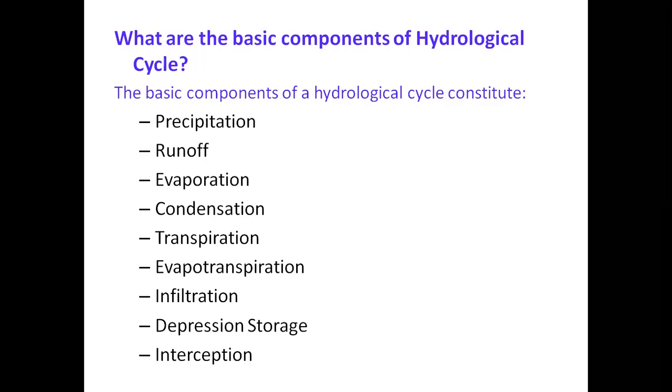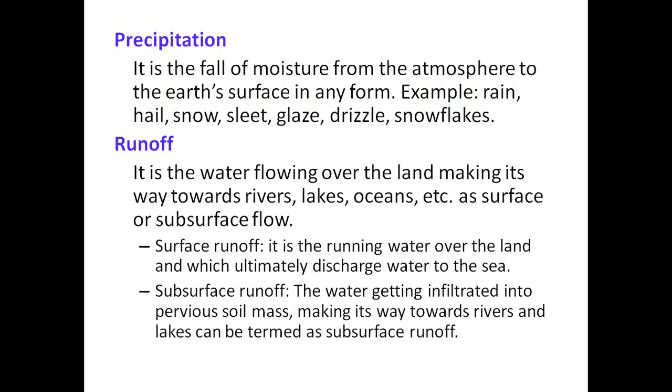Now we are coming to precipitation. What is precipitation? It is the fall of moisture from the atmosphere to the earth's surface in any form. Examples: rain, hail, snow, sleet, glaze, drizzle, or snowflakes. These are all examples of precipitation.